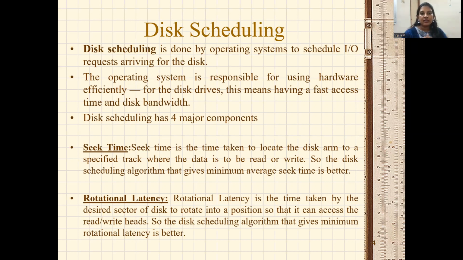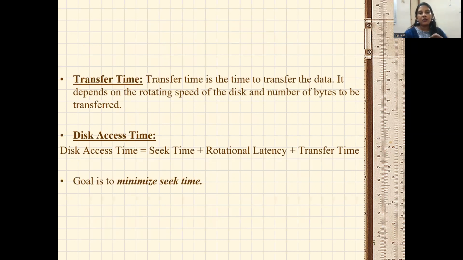This disk scheduling has four major components. The first one is your seek time. The second one is your rotational latency, the third one is transfer time, and the fourth one is disk access time. All these four components, their main purpose here is to minimize seek time.